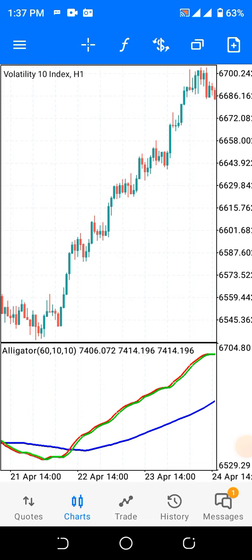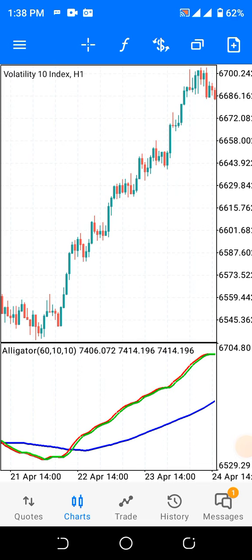Now, as I said, you need only one indicator, the Alligator indicator. That is the only indicator you need to record consistent profit. Now, let me show you how to make use of this strategy. Towards the end of the video, I will show you how to set up the indicator. So pay attention, understand every bit of this video, because this is the only strategy you need to keep generating a lot of profit.